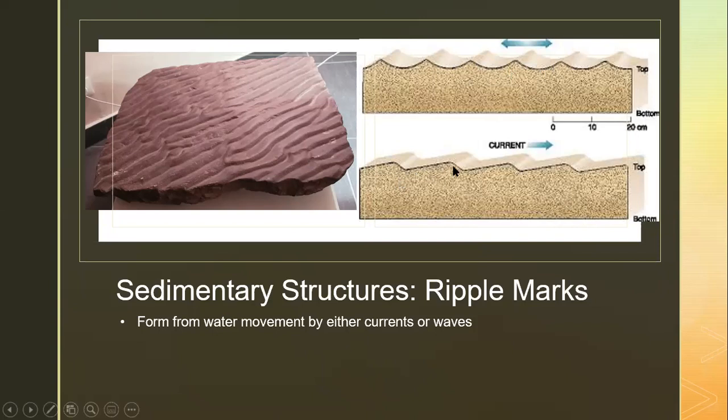Now you can also get ripple marks that form from currents, and that's what you see here to the bottom right and to the left. It's pretty much a current that goes in one direction, and it just deposits sediment in that direction. So those are the two different types of ripple marks, and you'll see some in your labs.